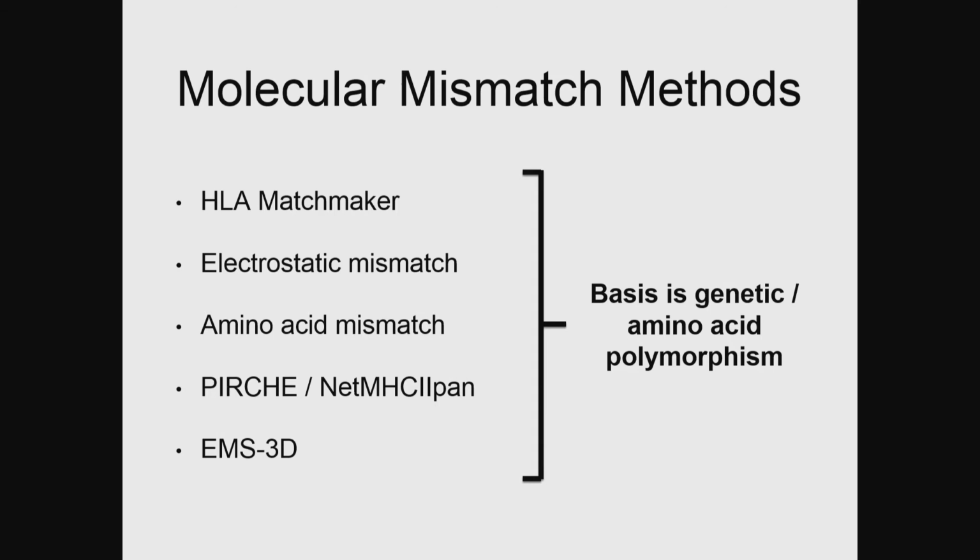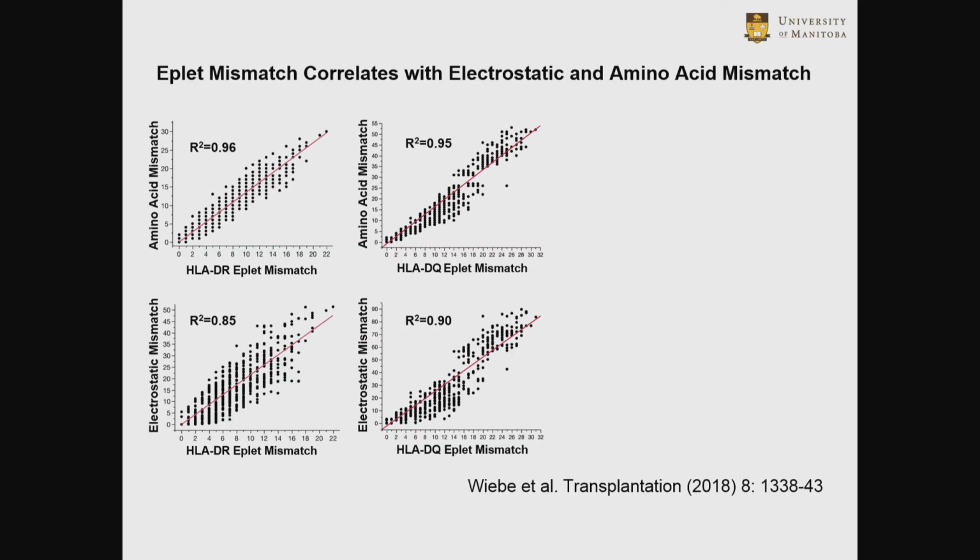But I really will argue that all of these are based at their foundation on the genetic and/or amino acid polymorphisms. This argument is strengthened by the time that we have directly compared both amino acid mismatch and electrostatic mismatch with the eplet mismatch at each locus. We saw that, as one would expect, they are highly, highly correlated.